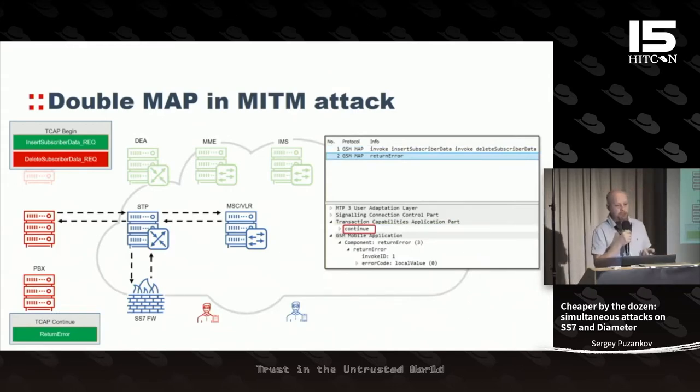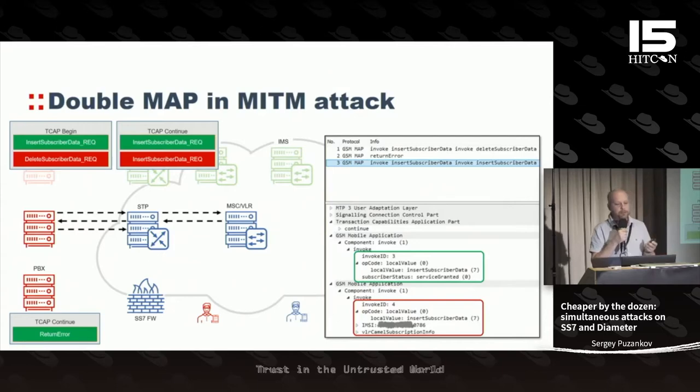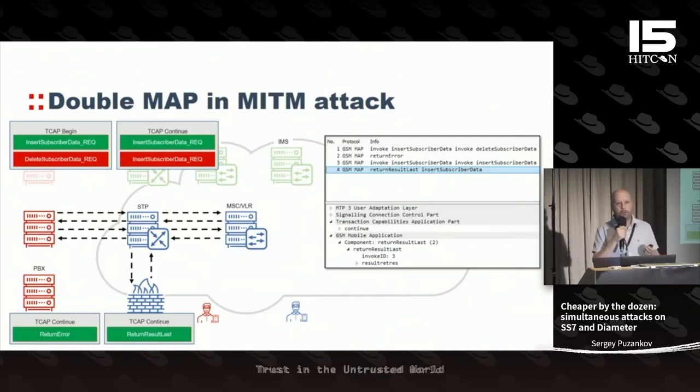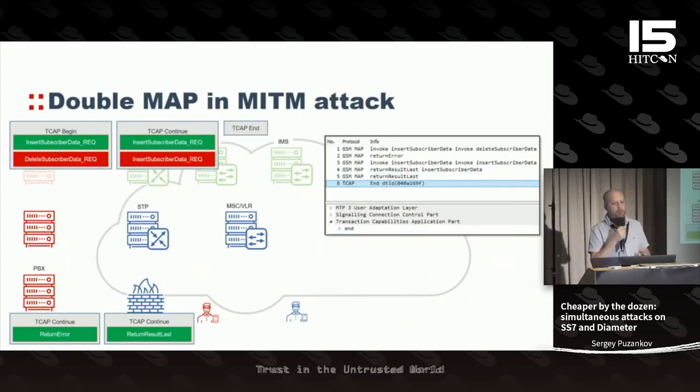It looks like a normal situation, but this error goes in a TCAP continue signaling message, and this combination, continue and error, means something like: I don't understand you, please repeat your request within the same transaction. Now the intruder sends one more signaling message within the same transaction, with two insert subscriber data components. The first insert subscriber data is without subscriber identities, and the second one is with the subscriber identity and the spoofed billing platform. Again, the STP sends this message to the SS7 firewall. The SS7 firewall inspects only the first component and sends the message into the network. The MSC now replies OK for the first component and OK for the second component. So the profile is updated. The intruder finalizes the transaction and waits for the subscriber to call.